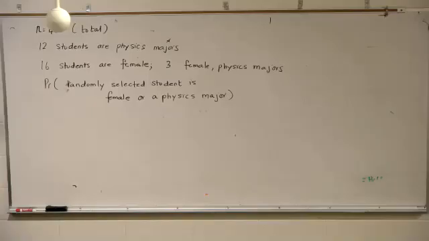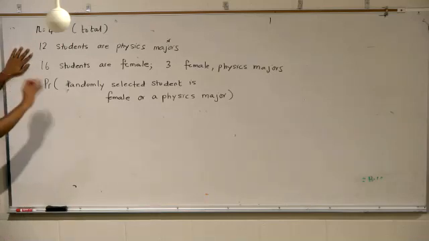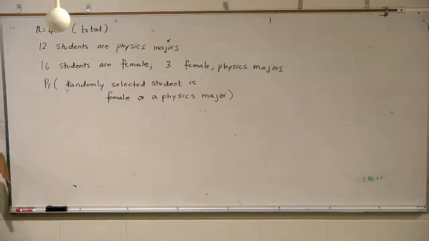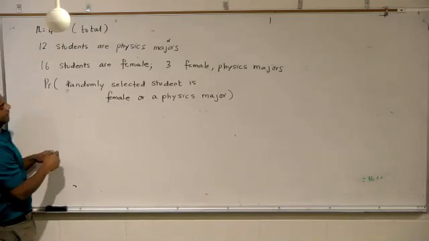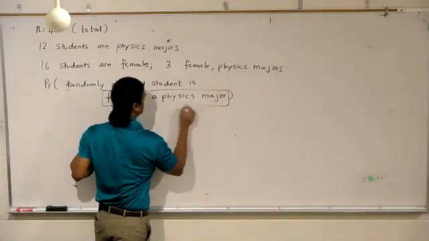To go with the information it provides to us. So 12 students are physics majors, 16 of them are female. Out of those physics majors, 3 of them happen to be female. So I can partition this as 9 male majors and 3 female physics majors. So how would we go about doing this? We could call that event A. We could call that event B.